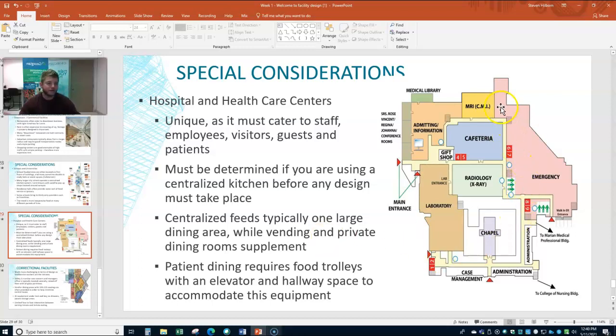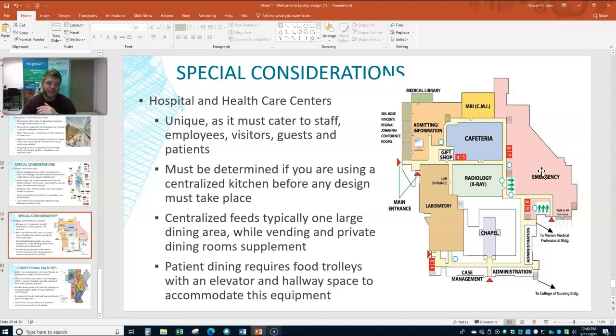As you can see here, the emergency is always usually kind of its own separate entity. They have different entrances. They have different kinds of things that are happening in here. And it's one of those areas that is probably the most apart from the rest of the hospital compared to other areas. There's very little food services in the emergency area.